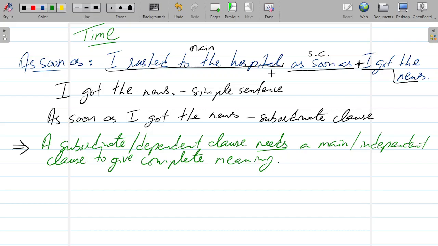So only when I look at it, I rushed to the hospital as soon as I got the news, do I know what happened as soon as I got the news. I rushed to the hospital. When I say it together, now it's making sense, right? Does it make sense? Is it making sense? Anyone? No sense? Nonsense?